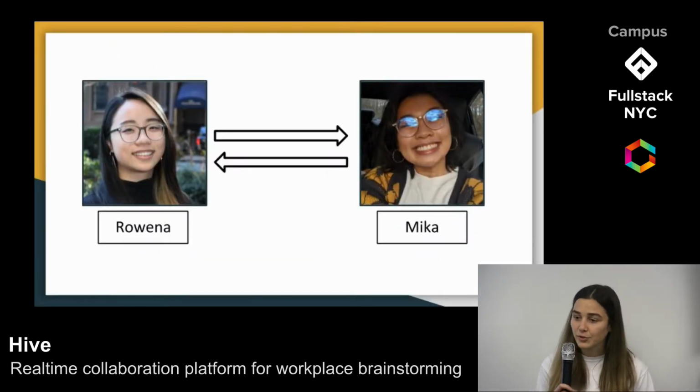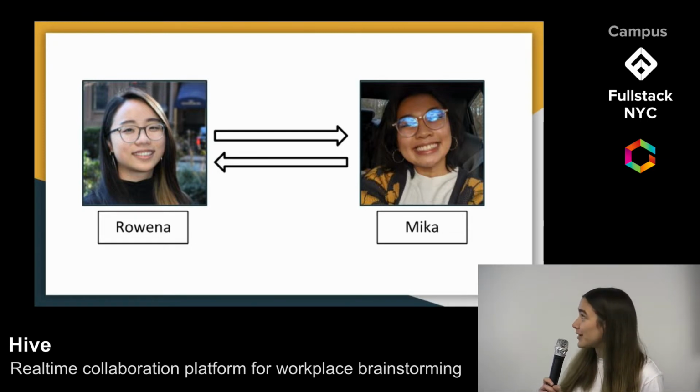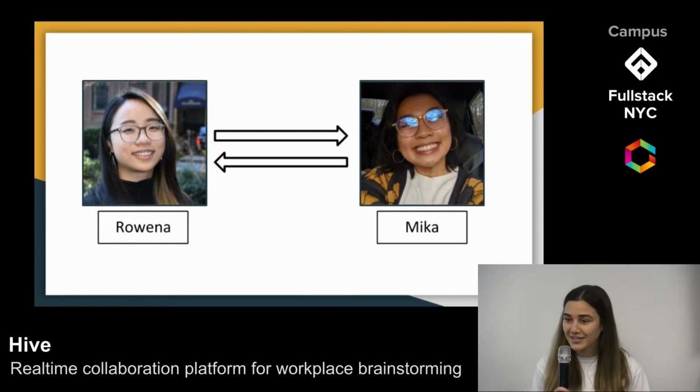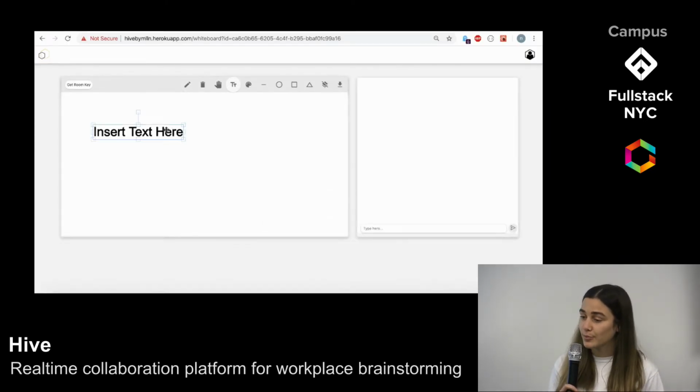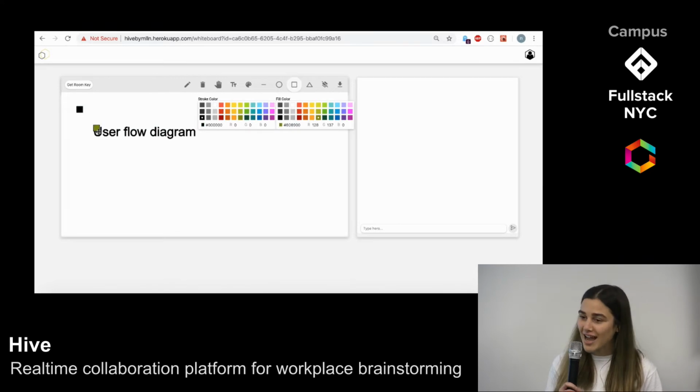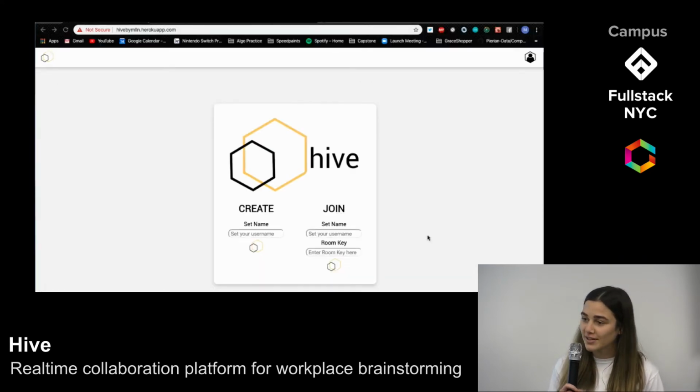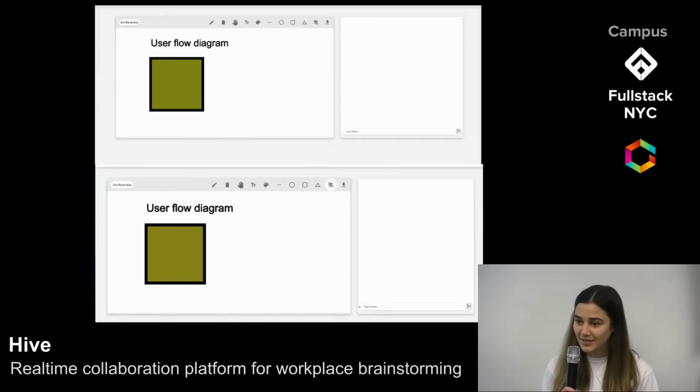So now we have two colleagues, Mika and Rowena. They both work remotely and they're tasked with a new project. Mika wants to share her ideas visually, so she creates a Hive board to brainstorm. She draws a diagram and sends the room key to Rowena, who shares her opinions.